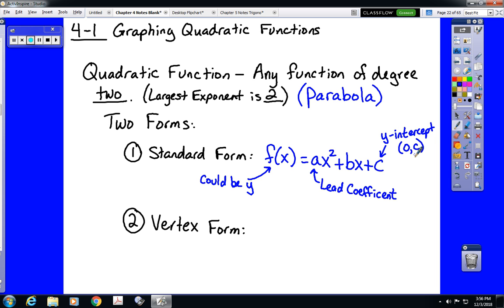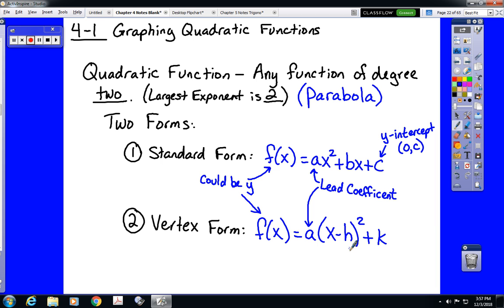All right. The other form we're going to see a lot today is the vertex form, which is f of x equals a times the quantity x minus h squared plus k. Again, f of x could still be y, that doesn't matter. And a is still considered to be the lead coefficient. A tells us a lot about our parabola, whether it opens up or down, how it compares to the parent function. All of that, again, will be covered later in the year, except for the up and down part, which we'll talk about here in a minute.